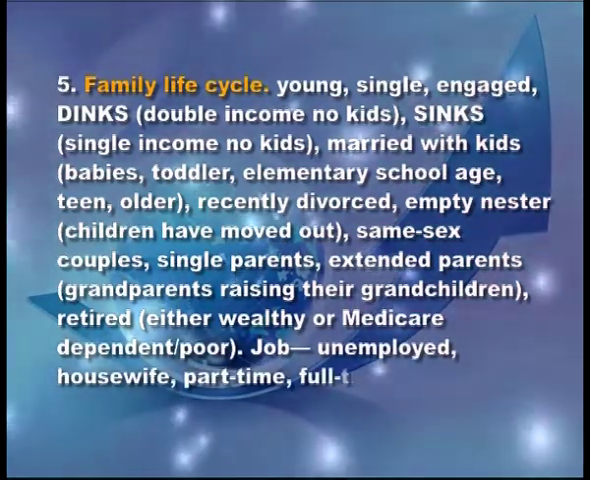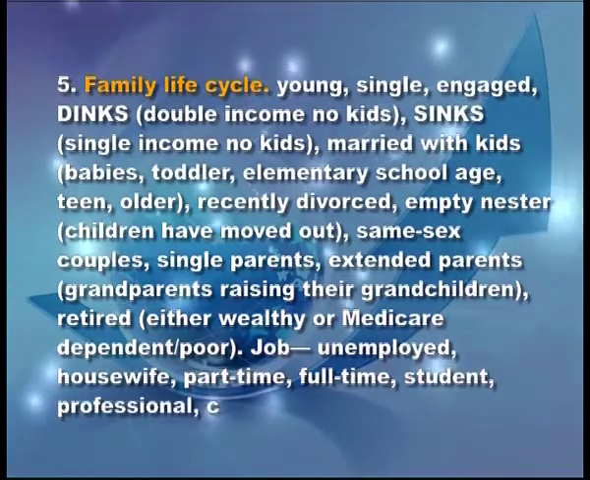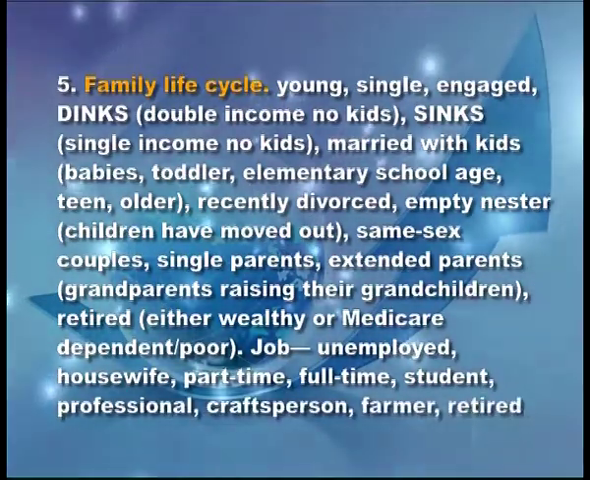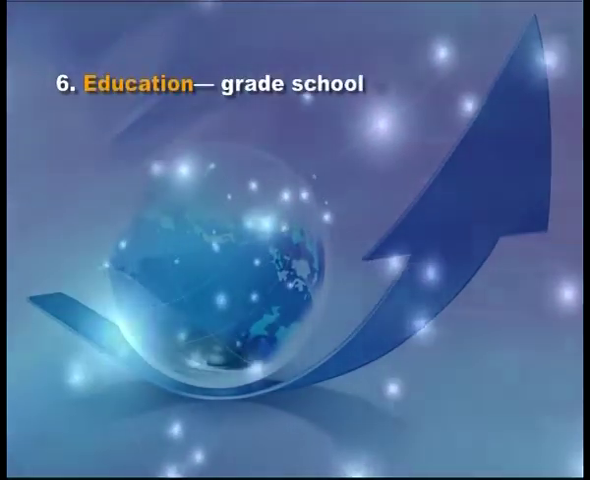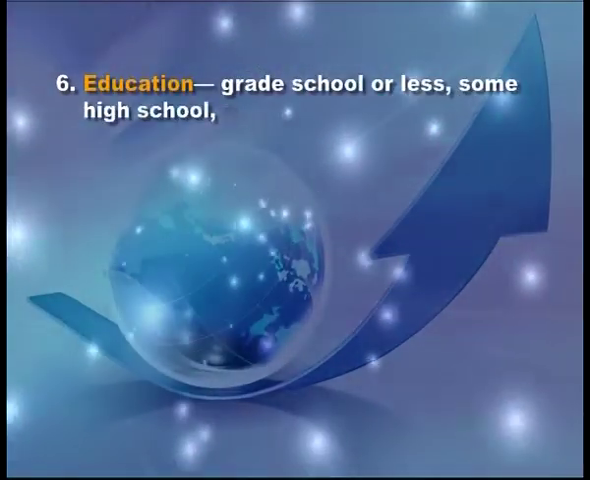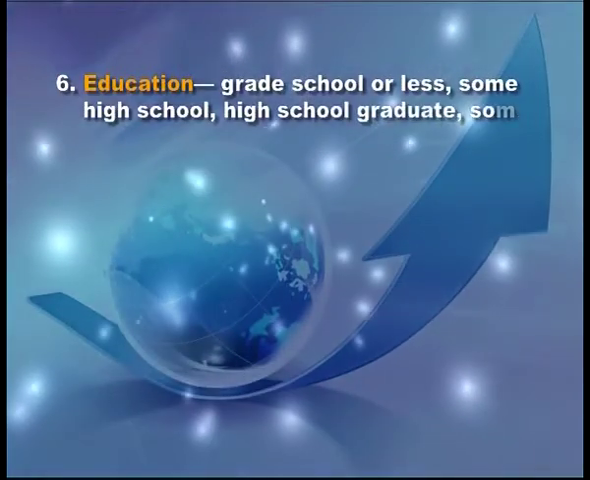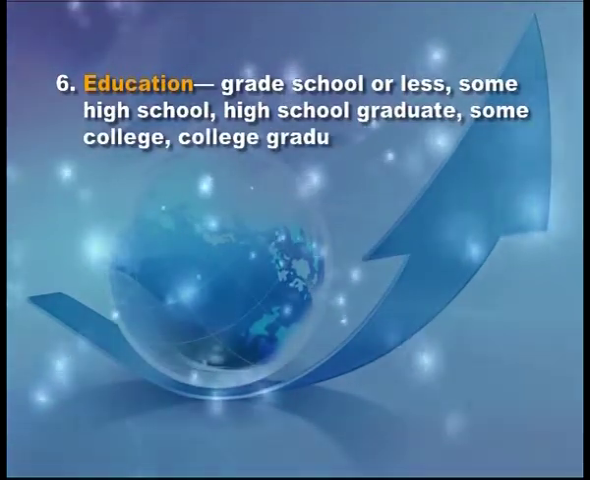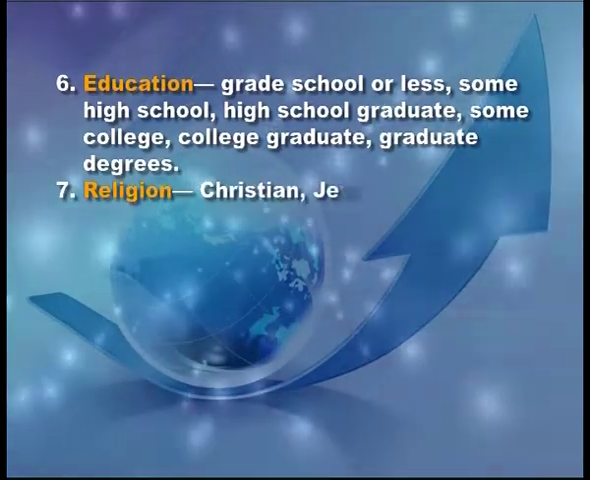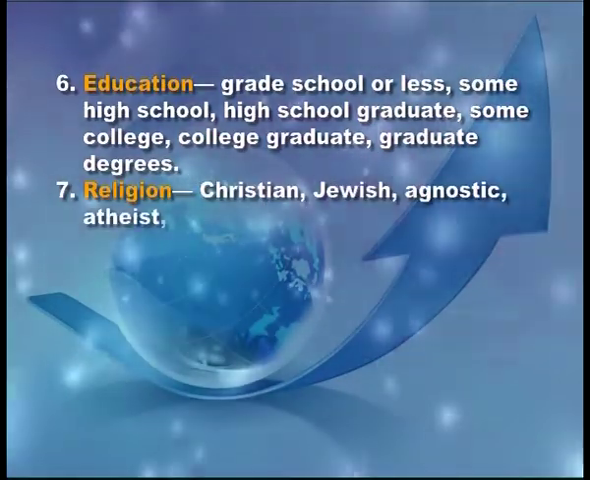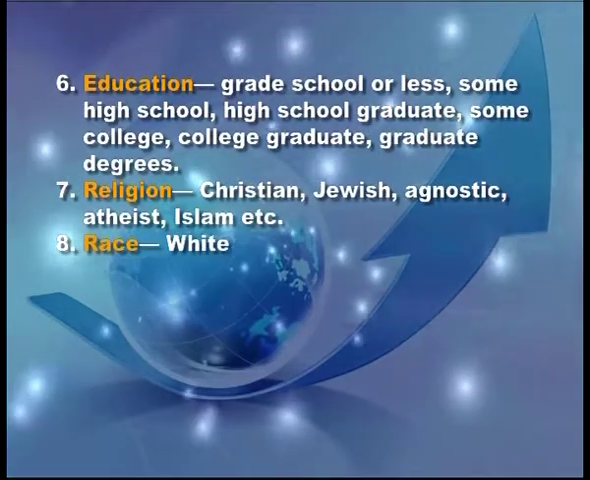Job: unemployed, housewife, part-time, full-time, student, professional, craftsperson, farmer, retired. 6. Education: grade school or less, some high school, graduate, some college, graduate, graduate degrees. 7. Religion: Christian, Jewish, agnostic, atheist, Muslim, Islam, etc.